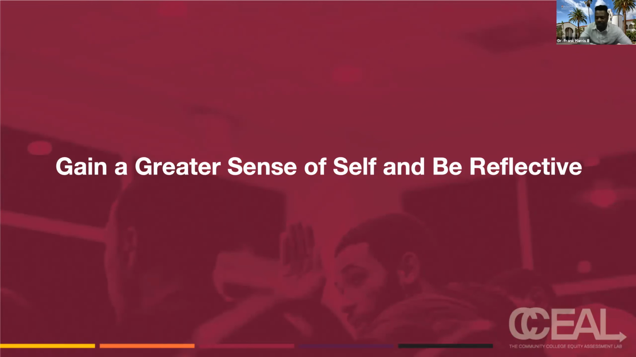Next, we have to gain a greater sense of self and be reflective. The more we learn about ourselves and make our implicit biases more transparent, the more successful we'll be in avoiding and addressing microaggressions. So I would encourage everyone to go online and take the implicit association test. It's the IAT. You can Google Project Implicit, and there's a good dozen or so different tests that you can take that can help you identify where you might have some implicit bias. That'll give you some ideas of things you need to be more mindful of and maybe engage in a little bit more professional development to address it.